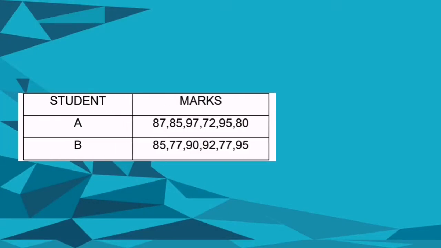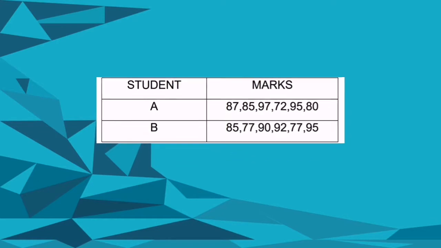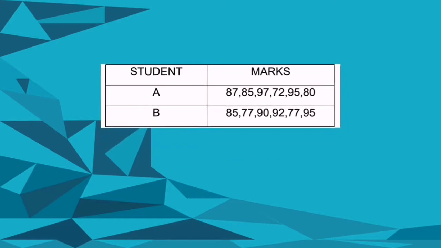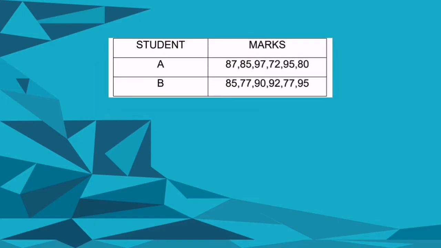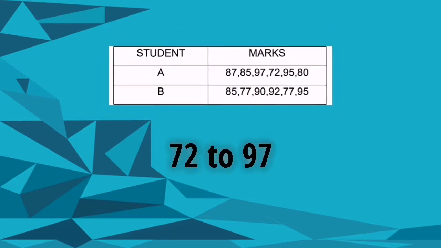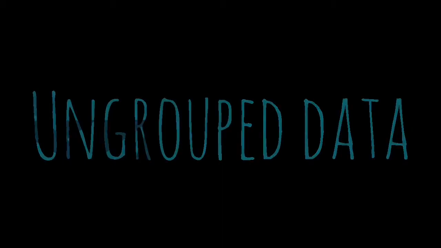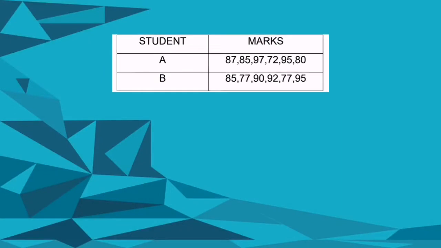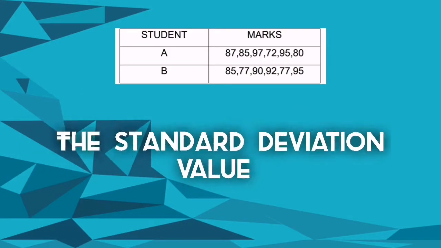In part A, the question provides a table that shows the common mark of two students. As we can see, both students have 6 marks and the marks are 72 to 97. From the table, we know that this is ungrouped data. The question for this part is to find which one of the students should be chosen based on their performance, which is the standard deviation value.